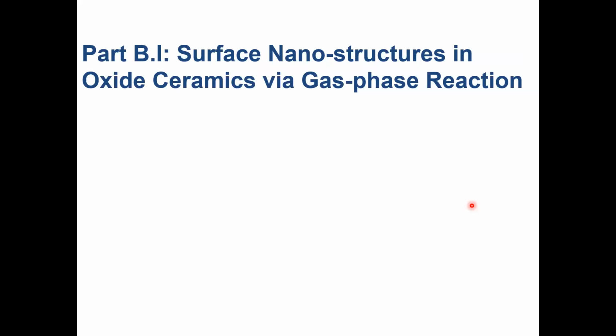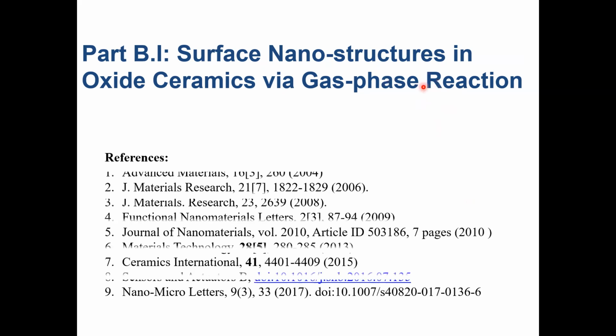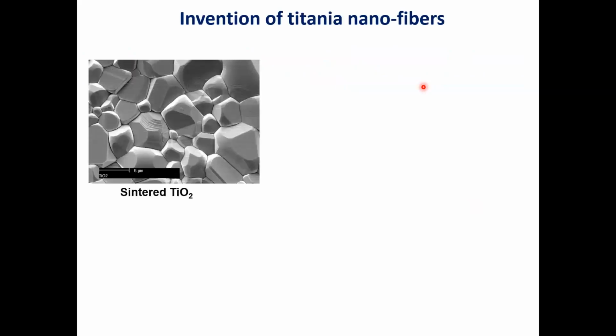So I'm going to talk about surface nanostructures in oxide ceramics by a gas phase reaction. Today's topic is that, and I'll start with some references I give you in case you want to read more about this topic. The first work was started in titanium dioxide, rutile.